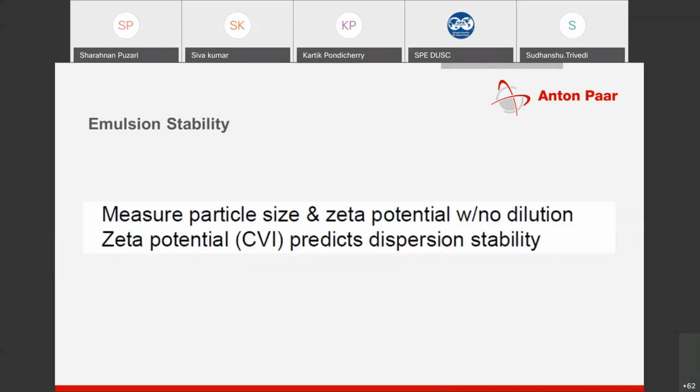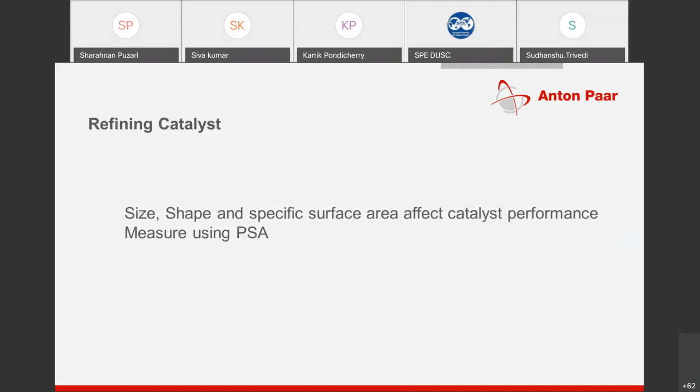And there is one more study which is called emulsion study. In an emulsion study you want to do it without dilution, or you want to predict the dispersion stability. That is called zeta potential. And zeta potential is measured by using the DLS technique or DLS system. That is again a nanoparticle size analyzer. One more major last application is in the laboratory, refining the catalyst. You refine the catalyst by using the size, shape, and specific surface area to ensure the catalyst performance, and this is done by using the particle size analyzer.